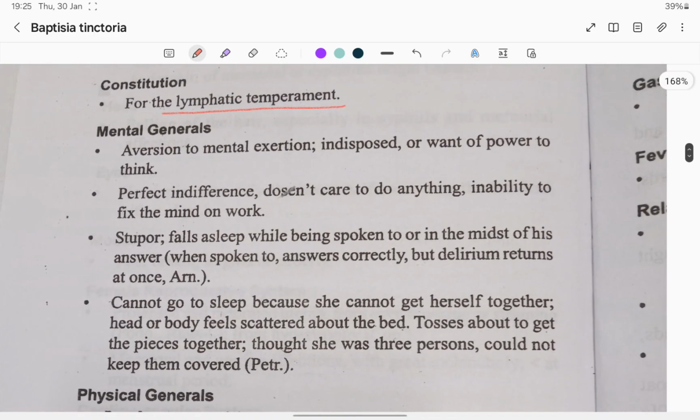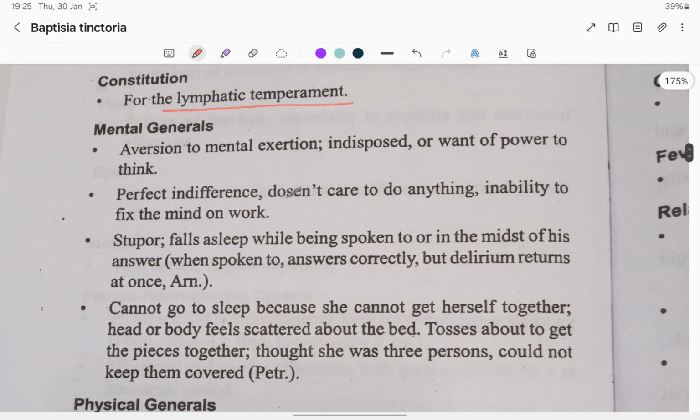Now we are going to discuss mental generals. Here this is written in Allen. Aversion to mental exertion, indisposed or want of power to think. Perfect indifference, doesn't care to do anything, inability to fix the mind on work. Stupor, falls asleep while being spoken to or in the midst of his answer. This one is very important. Falls asleep while spoken to or in the midst of his answer.